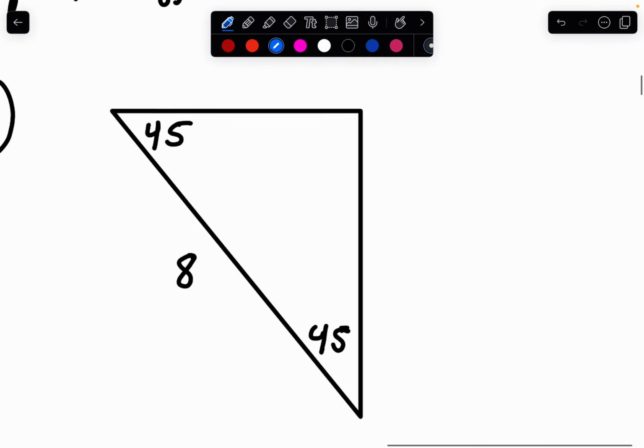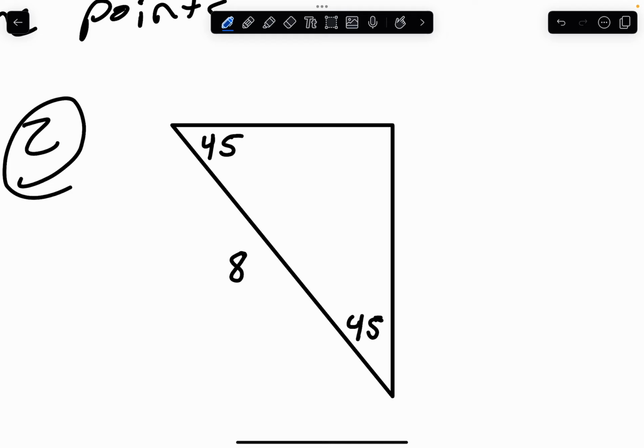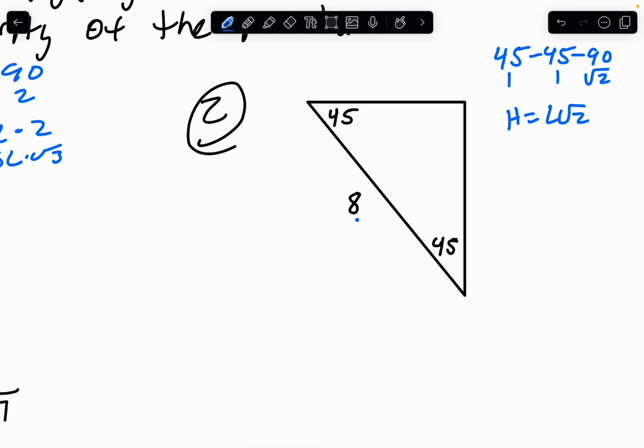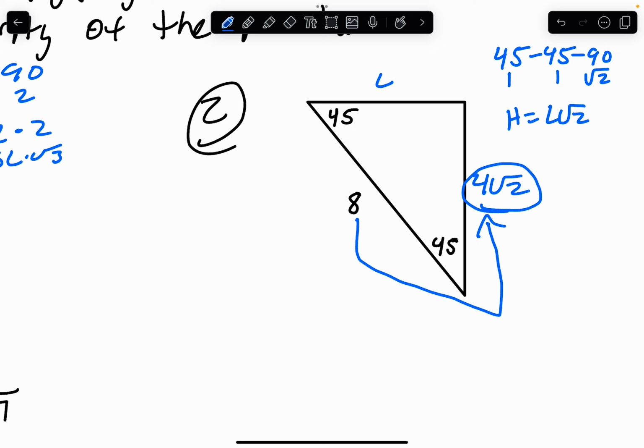Over here, this is going to be the only question I write this out on, but the rules are, and a lot of people like to put this at the top of the page, 45, 45, 90s are associated with the numbers 1, 1, and root 2. Or the one rule you have to know, the hypotenuse equals the leg times root 2. So here we have the hypotenuse. To go from the hypotenuse back to the leg, you have to divide by root 2. So the legs would be 4 root 2 each.